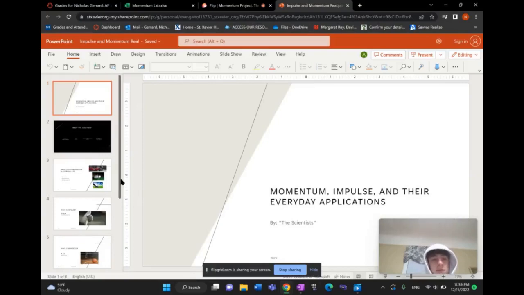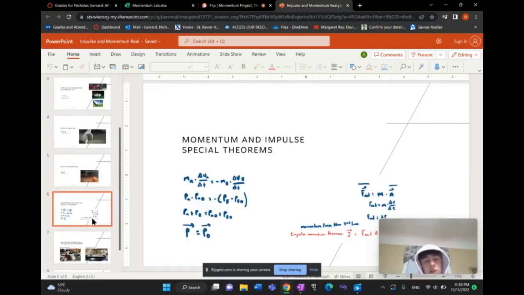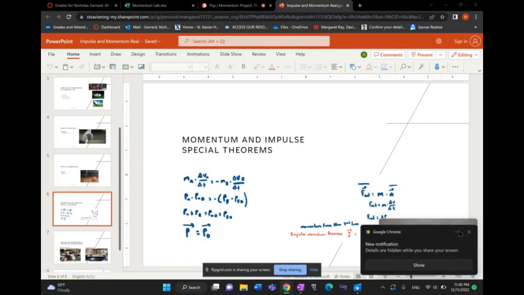Hi, I'm Nick, and I'm just going to be explaining the equations that we used in our experiment, which are the conservation of momentum theorem and the impulse momentum theorem. If we go step by step through the conservation of momentum theorem, we get the mass of the first system times its change in velocity over its change in time is equal to the opposite of the mass of the second system times its change in velocity over its change in time.